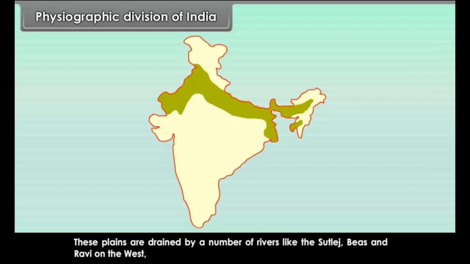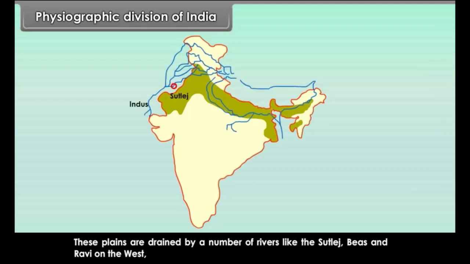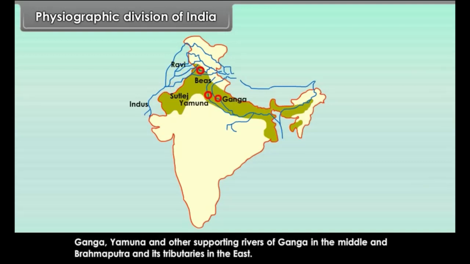These plains are drained by a number of rivers like the Satluj, Beas and Ravi on the west, the Ganga, Yamuna and other supporting rivers of the Ganga in the middle, and the Brahmaputra and its tributaries in the east.